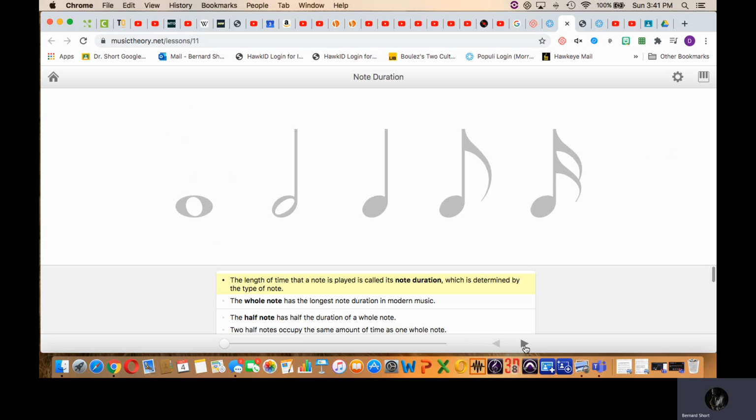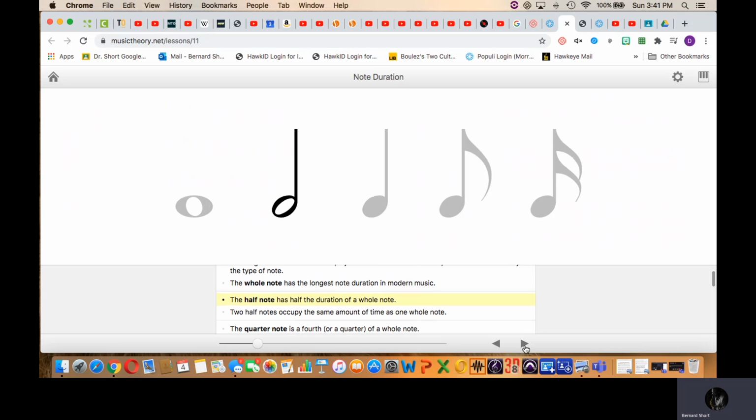First note we're going to work on is the whole note. Whole note lasts for 4 whole beats. If I was to count it and clap each whole note, it would be 1, 2, 3, 4. 1, 2, 3, 4. Now, a half note is called half note, so it's half of a whole note, so it lasts for 2 beats. I'm gonna count that. 1, 2, 3, 4.